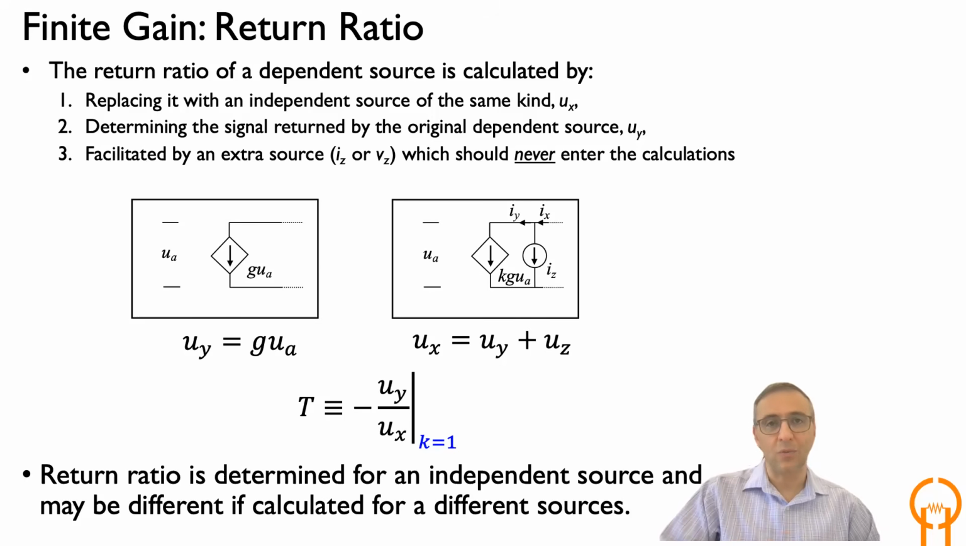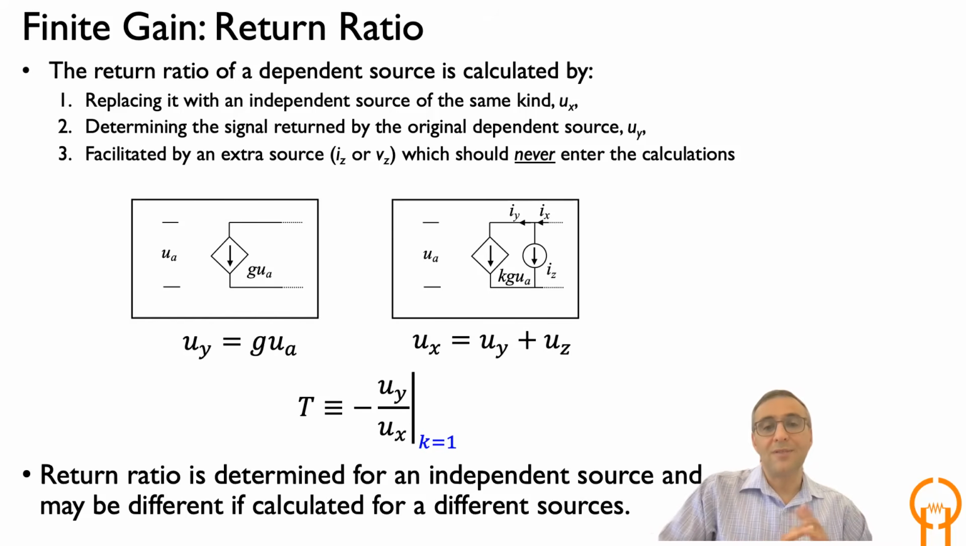Now, one practical way to do that is shown on the right. More practically, we place another current source in parallel with your dependent current source, and the sum of those two current sources is what we call IX. What comes out of your dependent current source is the return value, which is IY. The return ratio, shown with T, is defined as the ratio of, in this case, IY over IX, or in general, since there could be voltages or currents, it would be VY over VX or IY over IX.